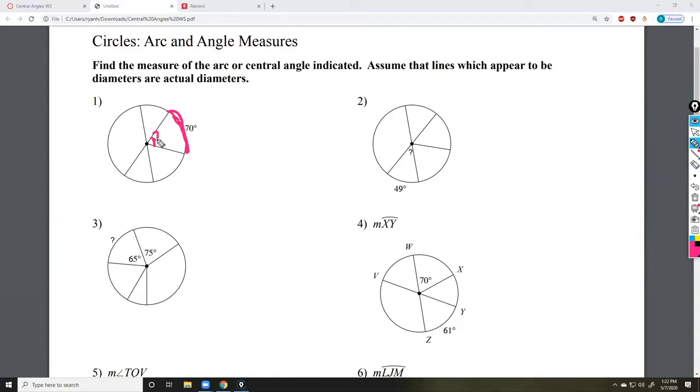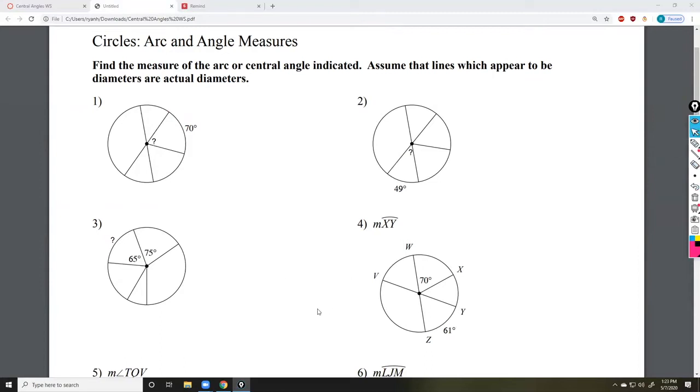So if this is 70, this is 70. So that's all you're doing on the first couple questions: oh, these two are the same. That's all you're doing, 1, 2, and 3. And just reinforcing the idea that when we talk about the angle, when we talk about the arc, those are the same.